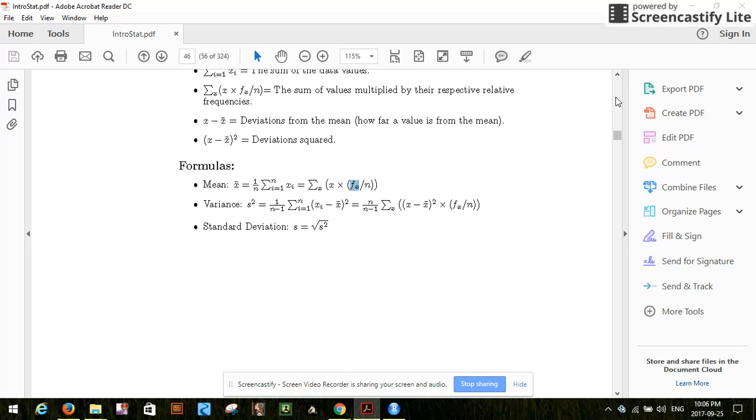So page 47. You have the formula for the variance. The standard deviation is just the square root of the variance. Again, the variance is 1 over n minus 1 times the sum of each value minus x bar, which is the mean. You divide by n minus 1, so 21 minus 1, which is 20 in this case.